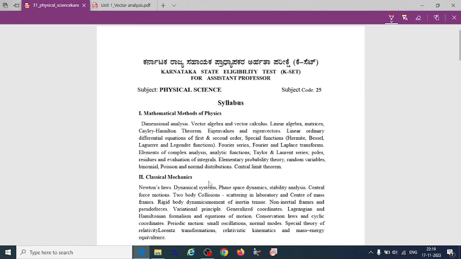Those who have already started preparation and those who are preparing, this is a very good opportunity for them. So first we will start with mathematical methods of physics.